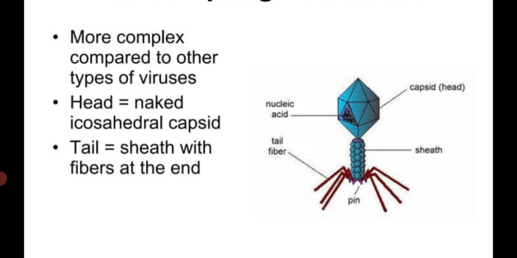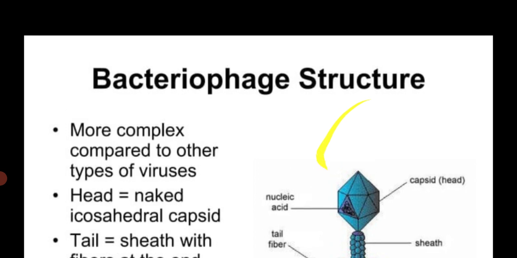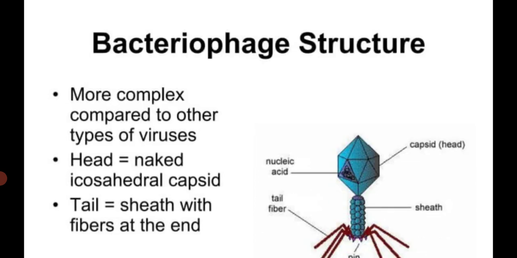Before that, this is the structure of a T4 bacteriophage. It has a capsid whose symmetry is icosahedral, and in that capsid or head there is enclosed a nucleic acid, a double-stranded DNA molecule. This is the tail sheath, and the tail sheath has tail fibers and tail pins. This is the structure of a T4 bacteriophage.